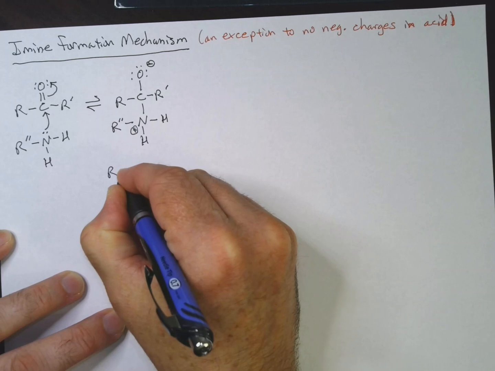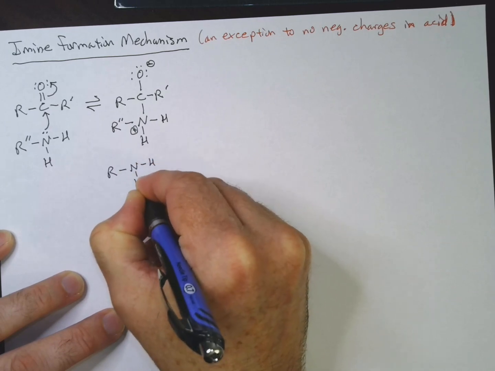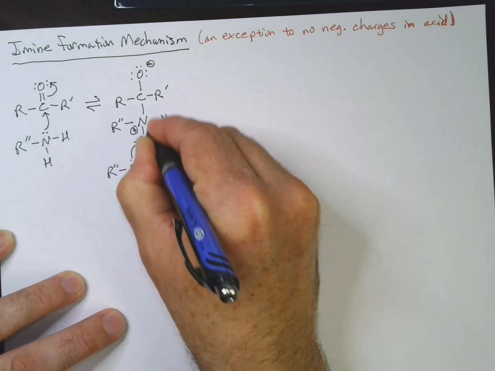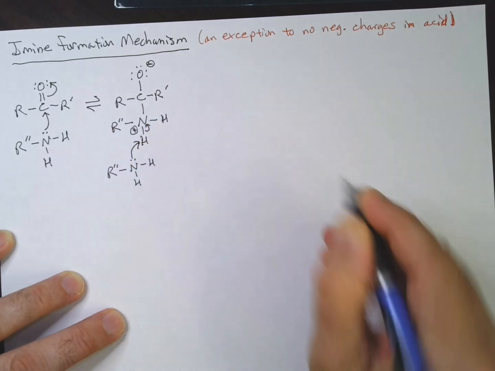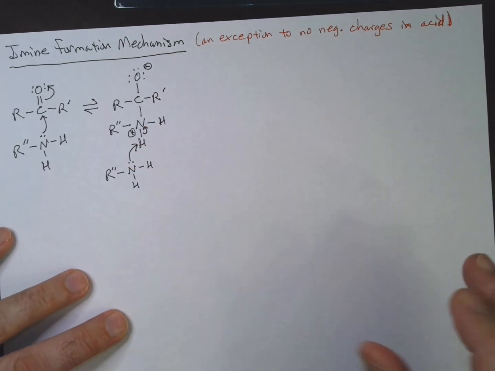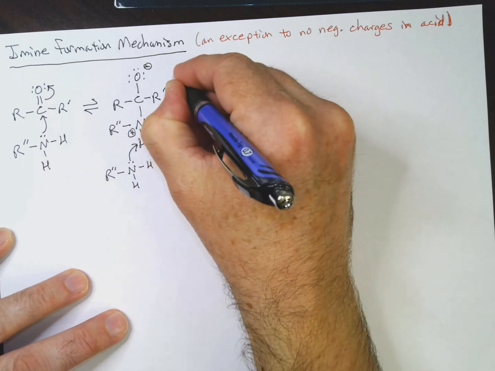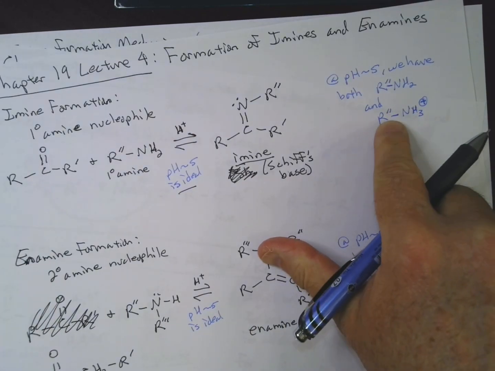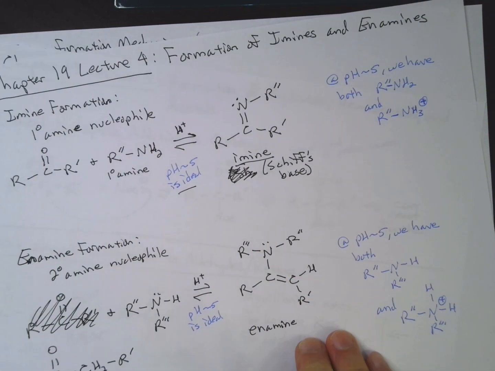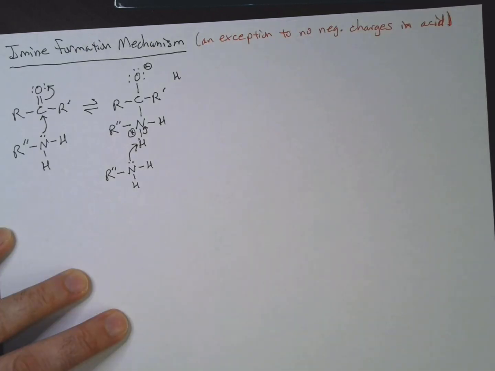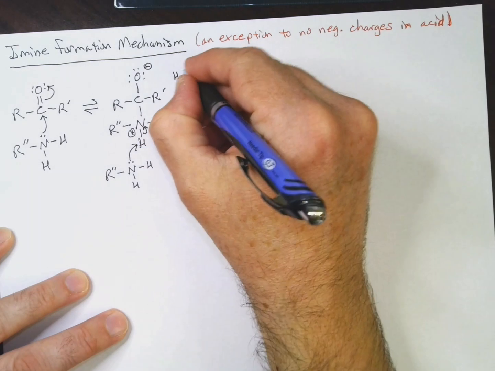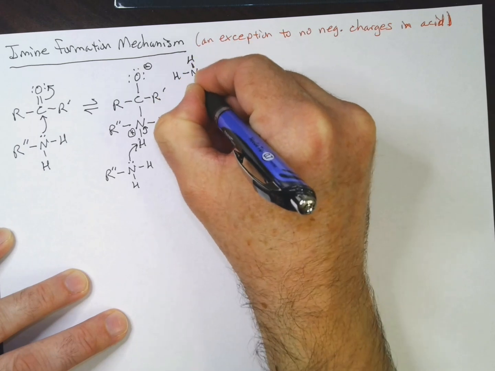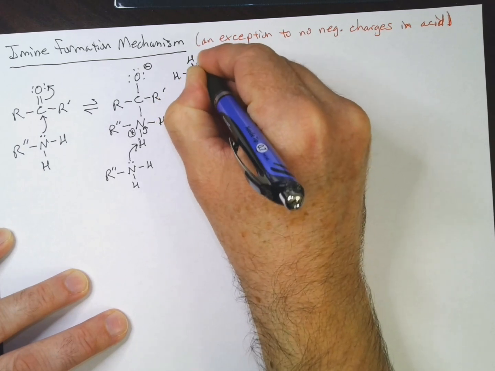So I'll have another molecule of R double prime NH2 here. And that will pull off a proton from our protonated nitrogen here. Those electrons go back onto that nitrogen. I'll also have a molecule, because remember, I have both these species present. I have my R double prime NH3 plus. So let's go ahead and draw this guy here. R double prime, positive charge there.